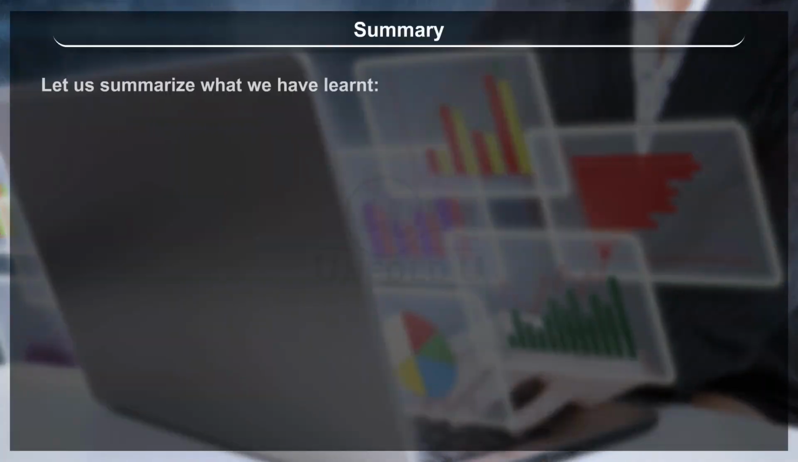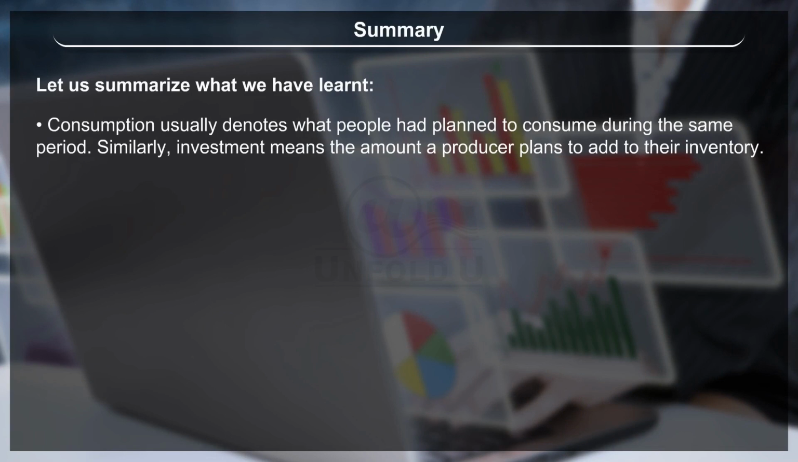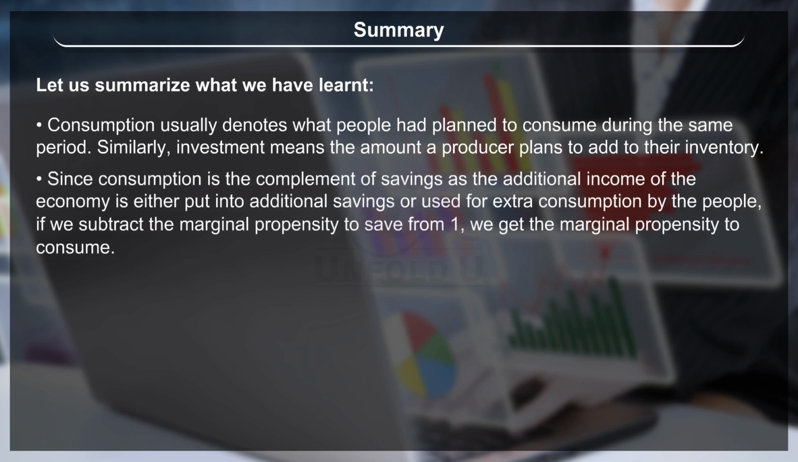Summary. Let us summarize what we have learned. Consumption usually denotes what people had planned to consume during the same period. Similarly, investment means the amount a producer plans to add to their inventory. Consumption is the complement of savings, as the additional income of the economy is either put into additional savings or used for extra consumption by the people. If we subtract the marginal propensity to save from 1, we get the marginal propensity to consume.